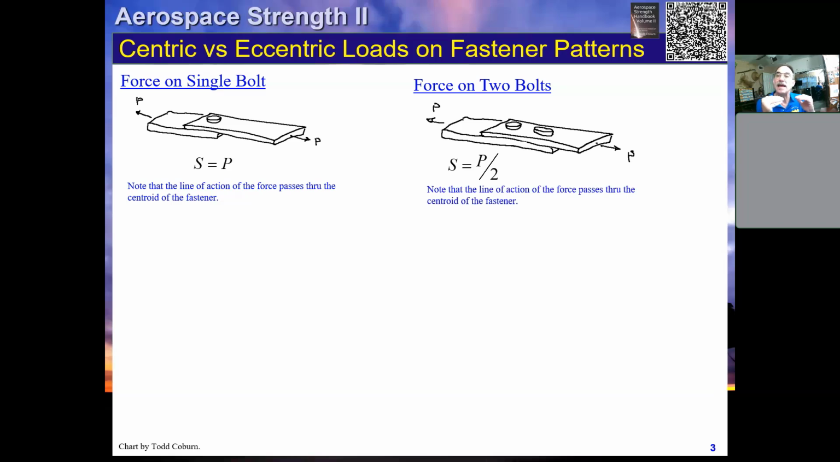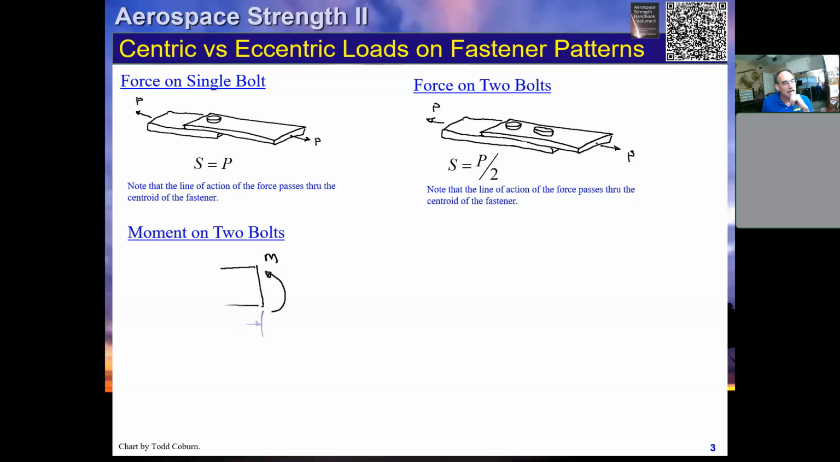The total A, if you imagine taking a hacksaw and cutting those two pieces apart, well, we're going to end up with just the two diameters of the bolt, the area of which is pi (d over 2) squared times two fasteners. Since the line of action went right through the centroid of that, then our stress is just P over A.